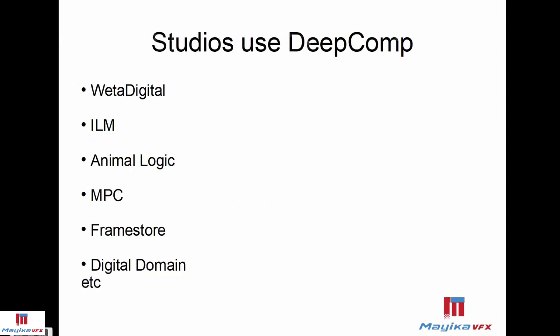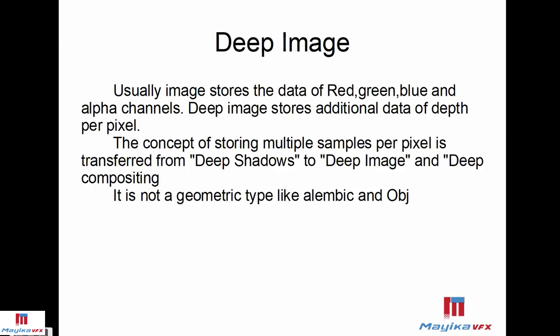Currently all major studios are using deep compositing, including ILM, Weta Digital, Animal Logic, MPC, Framestore, etc. Usually the image stores the data of red, green, blue and alpha channels. Deep images have the additional data of depth per pixel. The concept of sorting multiple samples per pixel is transferred from deep shadows to deep images and deep compositing.